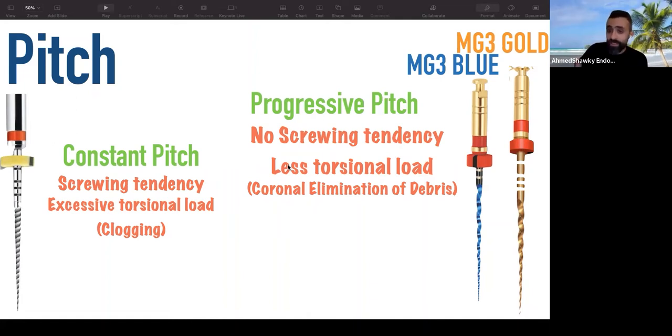And also this will lead to less torsional load on the instrument and the instrument can survive any difficult situation or survive fractures. And don't forget the pitch and the previous feature, which is the reverse helix, both contribute to coronal channeling of debris.